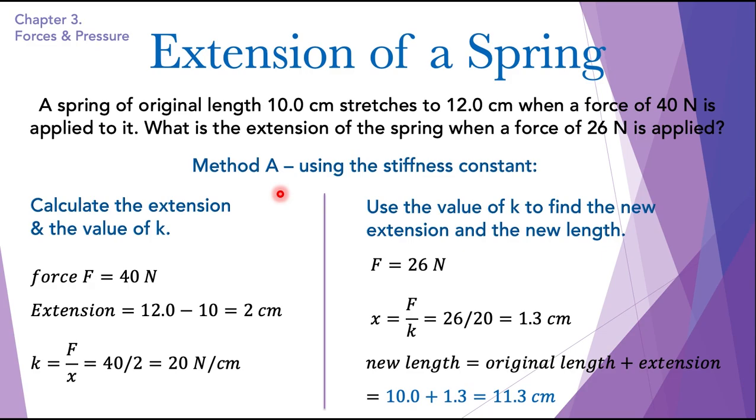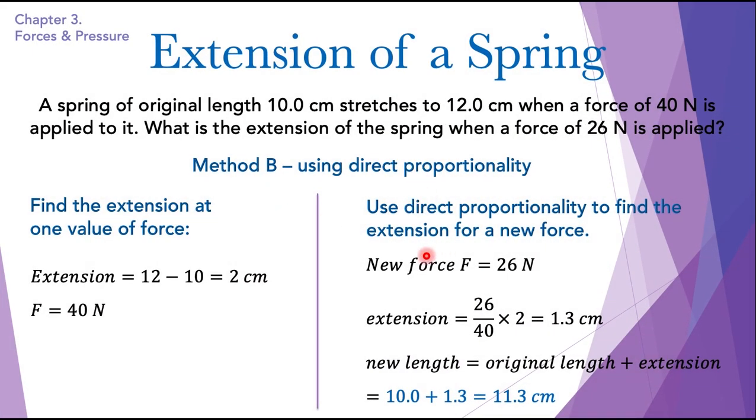Now the second method to answering this question is by using direct proportionality. So first we find the extension at one value of force. Extension is equal to 12 minus 10 and we get 2 centimeter when the force is 40 Newton. Now we use direct proportionality to find the extension for a new force. So the new force is 26 Newton. The extension would be equal to 26 Newton divided by 40, basically the new force divided by the previous force, and then we multiply it by 2, which is the extension. And we get 1.2 centimeter. So again, we just add this extension to the original length and we get the answer. So this is the second method, using direct proportionality, to find the answer.